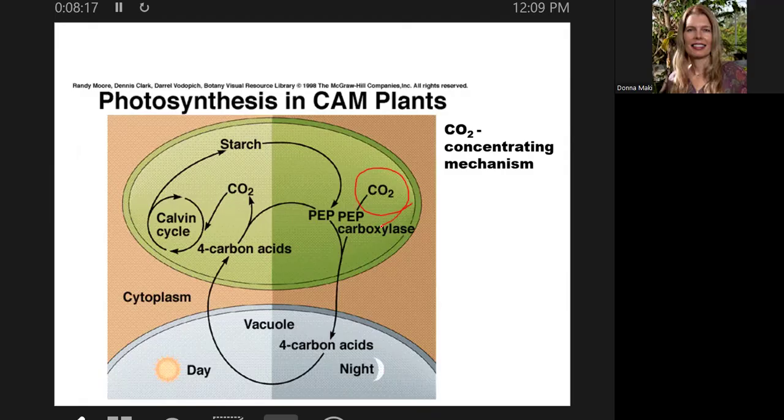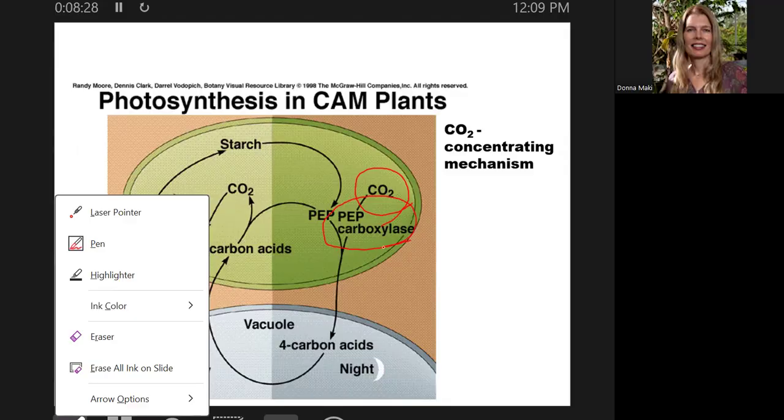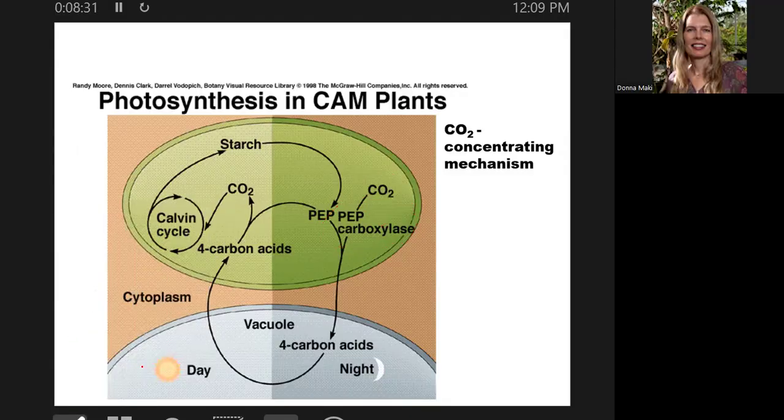As you can see, some of the same exact players are here as what we just looked at with the C4 cycle. So you still have that PEP carboxylase enzyme that's really good at only interacting with the CO2 and not O2. And then you'll get CO2 and PEP reacting with the help of that PEP carboxylase, and you'll get oxaloacetic acid again, OAA, which gets converted to malate. And then what happens is instead of malate getting vectored anywhere, it gets stuffed into the vacuole of the same cell.